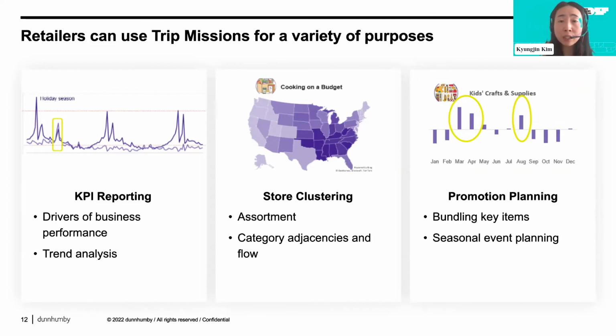Next, we learned that the size of each mission varies by region. So stores can be grouped based on similarity of mission size, and this can be used to differentiate assortment or store layout across regions. Lastly, this segmentation can be used for promotion planning.